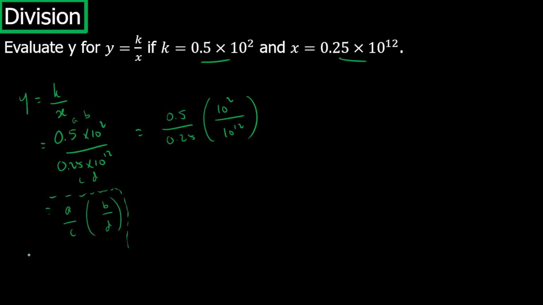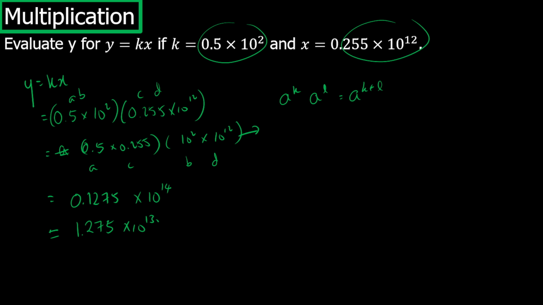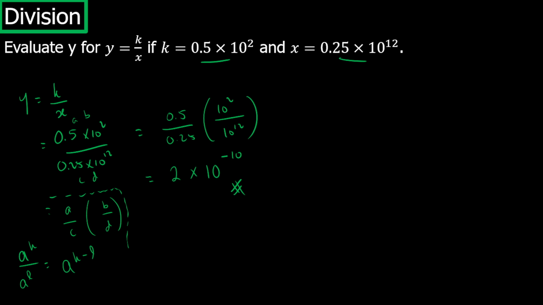Again, just a reminder that if you have a to the power of k over a to the power of l, what you actually have is a to the power of k minus l. So that means 2 minus 12 is negative 10, so that's 10 to the power of negative 10. That is the value of y. So we have talked about how you can deal with multiplication by itself, and how we can deal with division by itself.